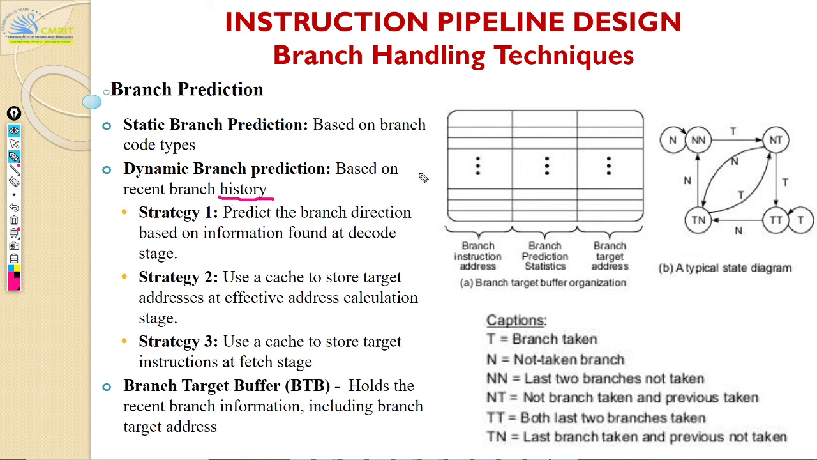So it is a simple profile-based history prediction. This is where it all started from. What you will do is you will have the branch instruction address, and then you get the branch prediction statistics, and based on that you say what the branch target is. Previously, when this kind of situation arose, this was my branch target address. So you store it in a big table.